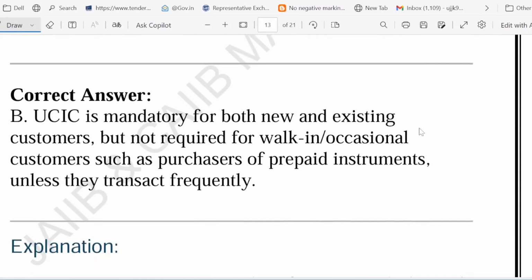So remember what we have discussed just now. Remember the full form: Unique Customer Identification Code. It is mandatory for all the regular customer and not required for walk-in or occasional customer. Purpose is better customer data management, risk profiling and monitoring suspicious data.